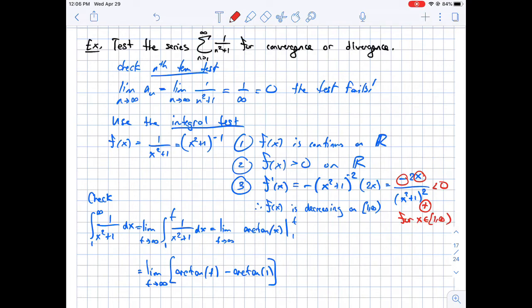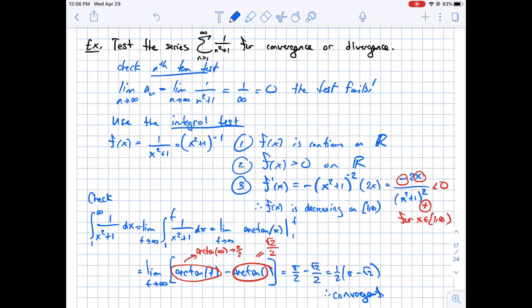And what does this give us? Well, we have that arctan of 1 is going to be equal to root 2 over 2, and we have arctan of t as t approaches infinity. We're looking at the arctan function as its input goes to infinity, and really that arctan function is just going to approach pi over 2. Okay, it has that horizontal asymptote at pi over 2. So this whole limit now is going to be equal to pi over 2 minus root 2 over 2, and really that means it is a limit that exists, which means that the integral is going to be convergent.